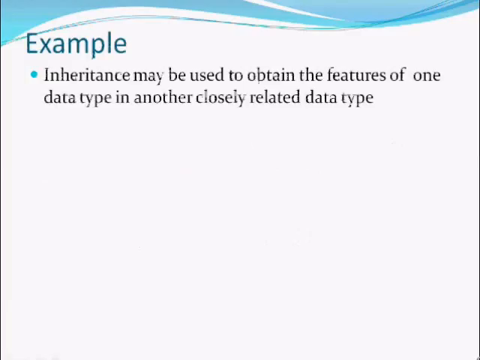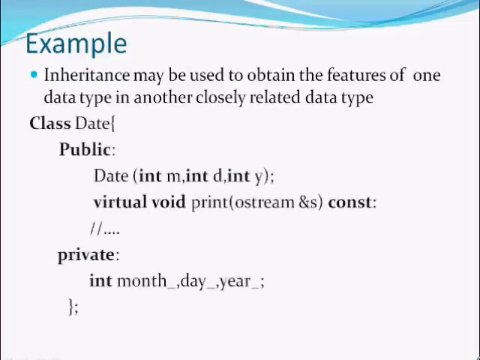Now we will look at the example. Inheritance may be used to obtain the features of one data type in another closely related data type. Class Date represents an arbitrary date. Class Birth derives from Date, adding a name field representing the person's birthday.